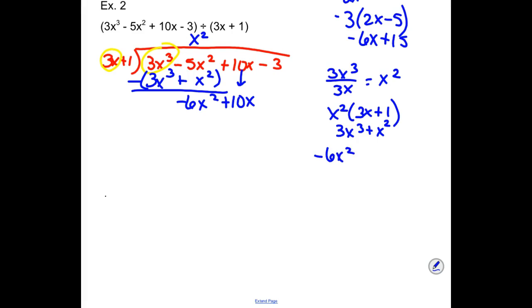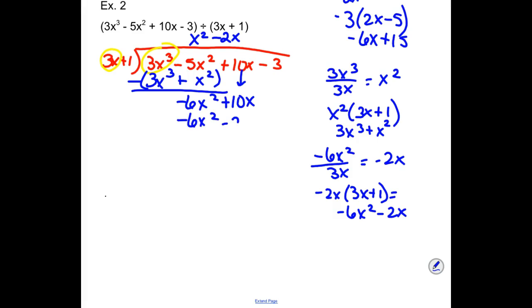Negative 6x squared, if I divide by 3x, is negative 2x. That goes on top. I take the negative 2x times my divisor again. So I have negative 6x squared minus 2x. And I put that underneath here. And then I subtract. My x squareds drop out again. I have 10x minus a negative, so plus 2x, which gets me 12x. And then I bring down my negative 3.